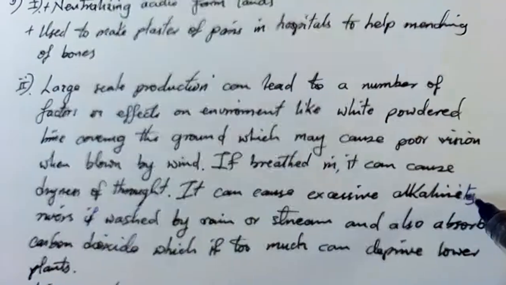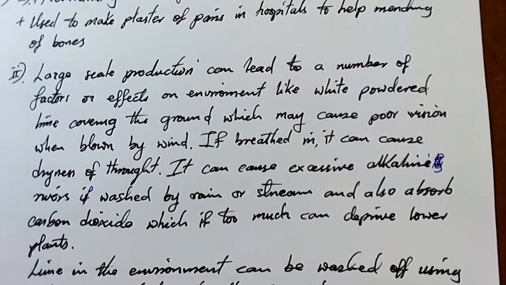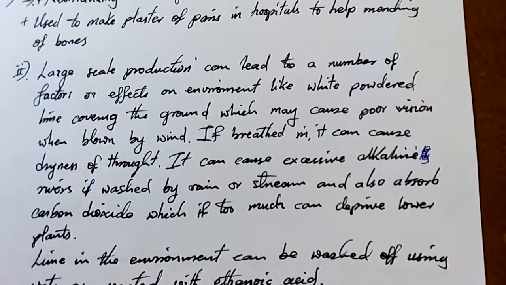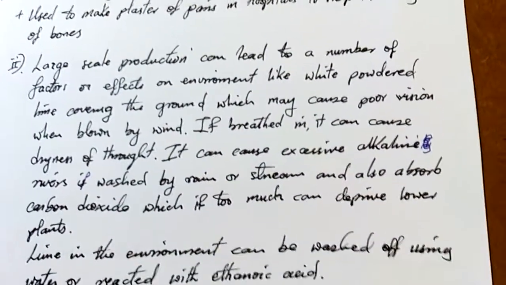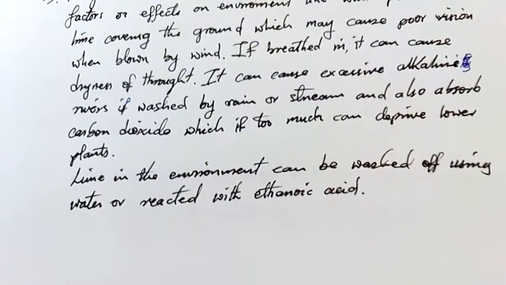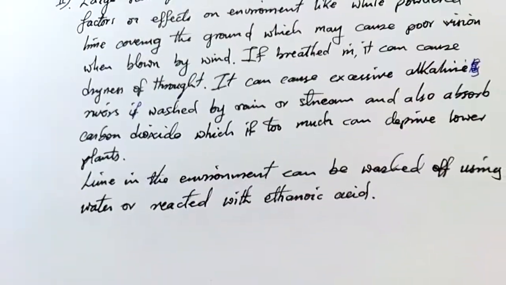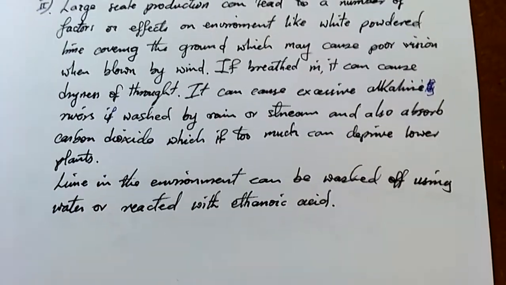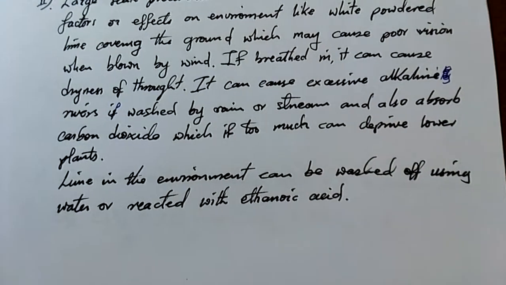It also absorbs carbon dioxide, which, if too much, can deprive lower plants. If there is a lot of it along the river, in the grass, it will absorb a lot of carbon dioxide, which may deprive lower plants. Otherwise, calcium carbonate or calcium hydroxide is almost everywhere, even in drinking water, because it's found underground in many places. Where there is a lot, it may even lead to land sinks or landslides, because it keeps on dissolving in bits.